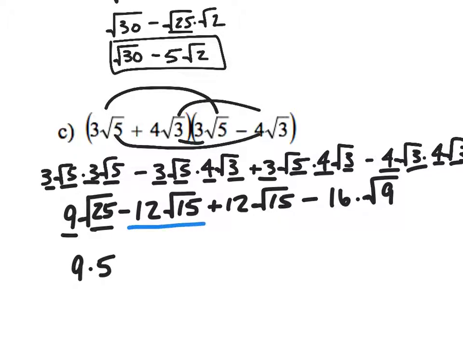Negative 12 square root of 15 plus 12 square root of 15. Those guys, these are going to add to 0. So I'm going to do a plus 0 here. Those cancel out. Okay, that's really nice because over here, look what I've got.